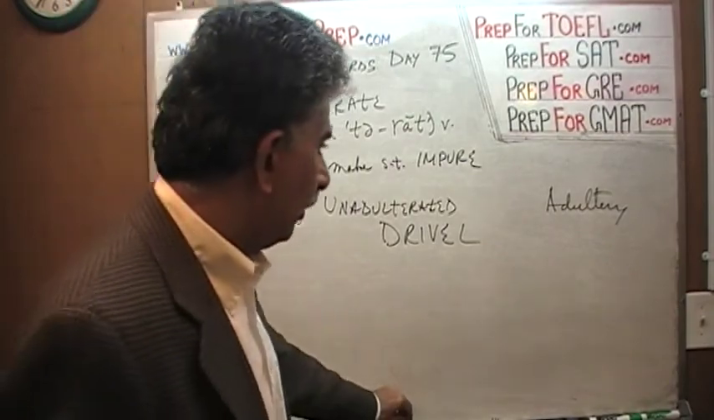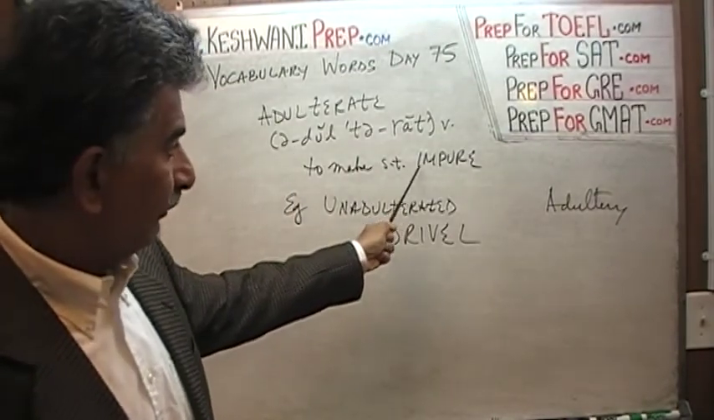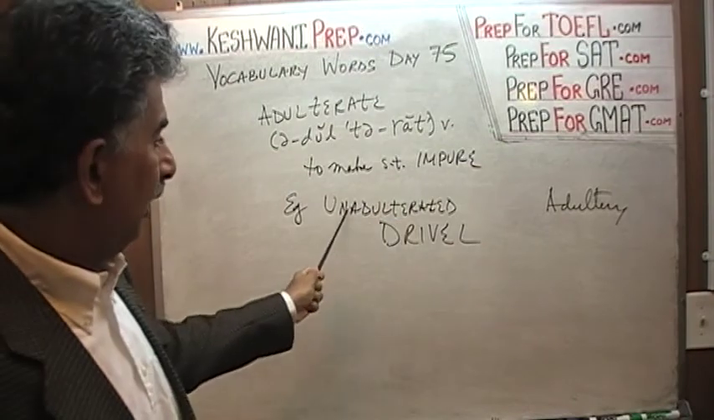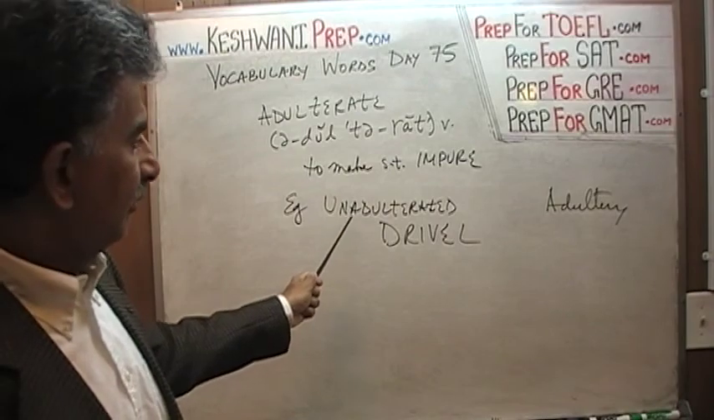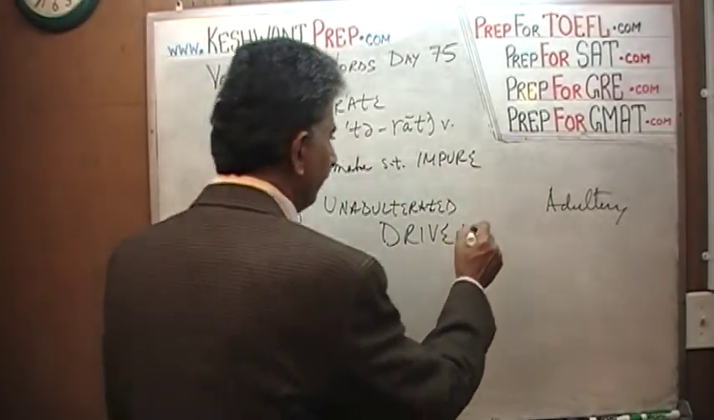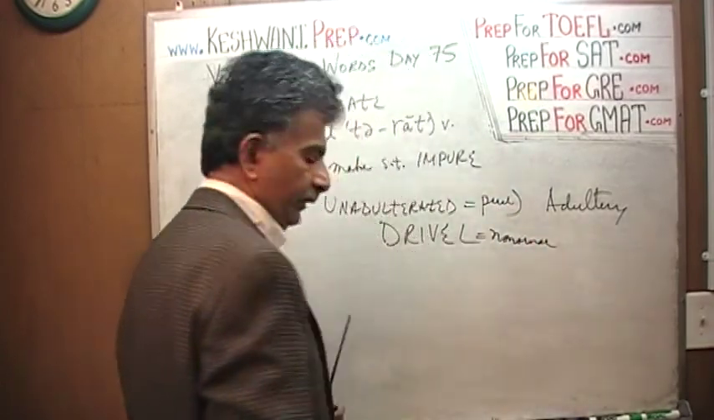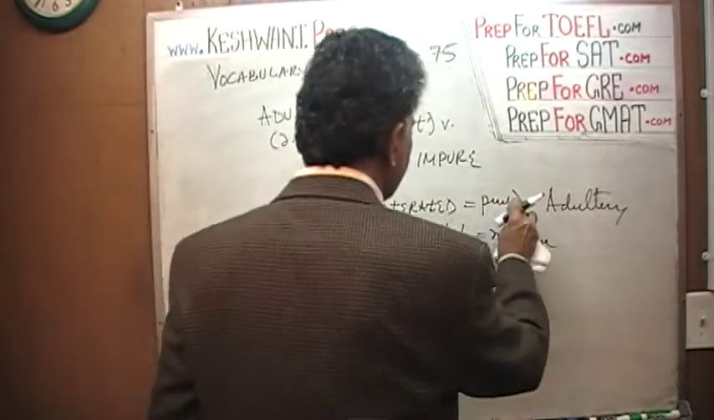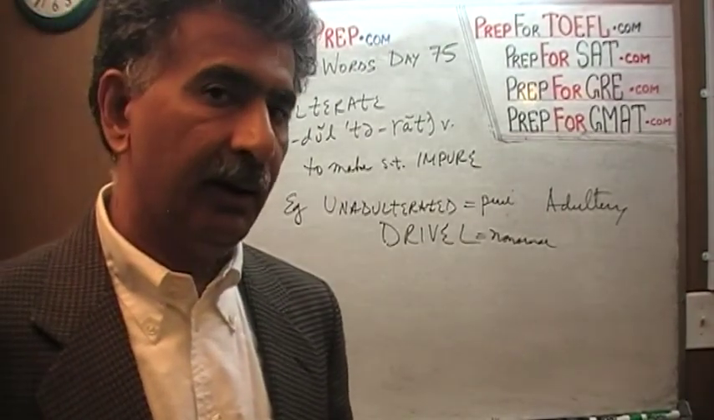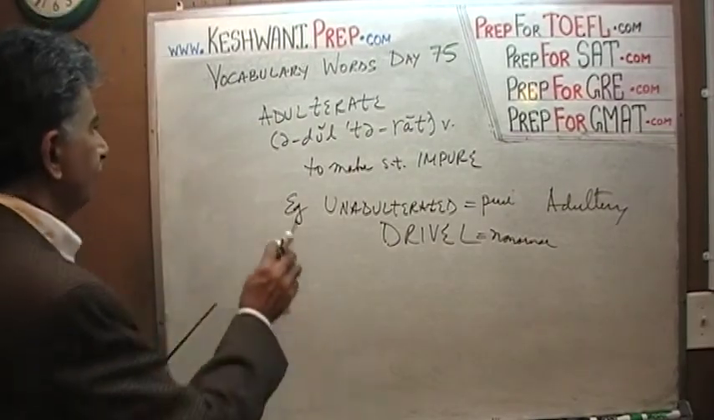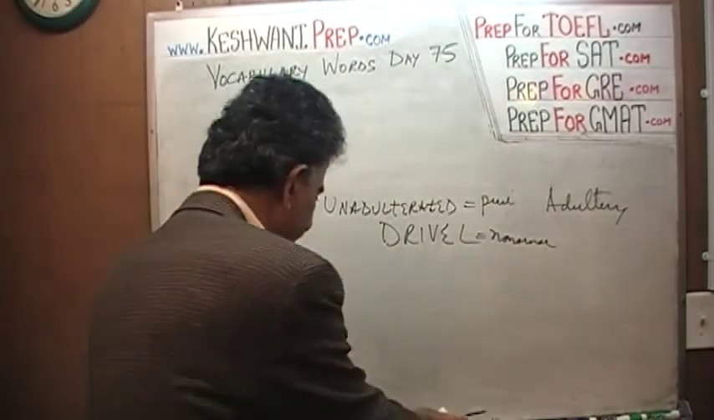Listen carefully, if adulterated means to make something impure, unadulterated is the antonym of adulterated, which actually means pure. Unadulterated means pure. So unadulterated drivel means pure nonsense. It was pure nonsense. It was unadulterated drivel. Should we learn the word drivel? Let's learn it, shall we? It has two meanings, a literal meaning and a metaphorical meaning, and I want to learn both of them. Let's learn the word. So remember, unadulterated means pure. You understand?